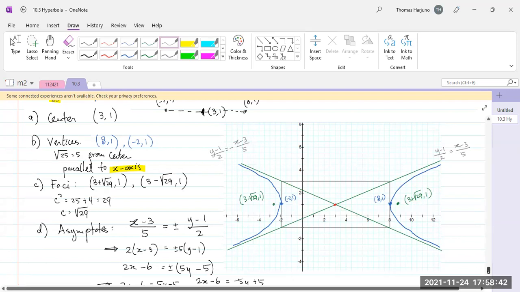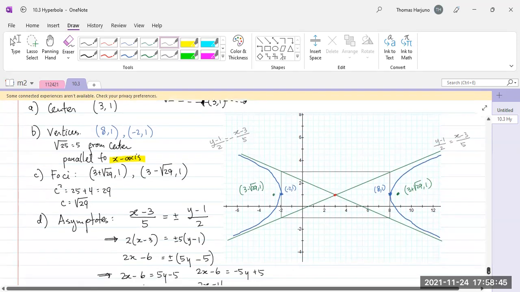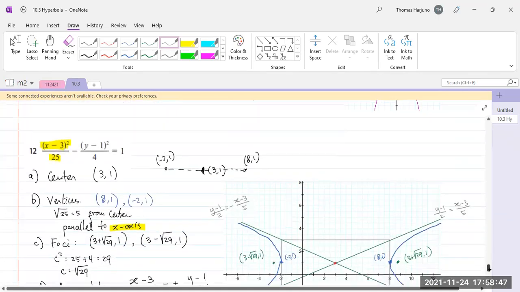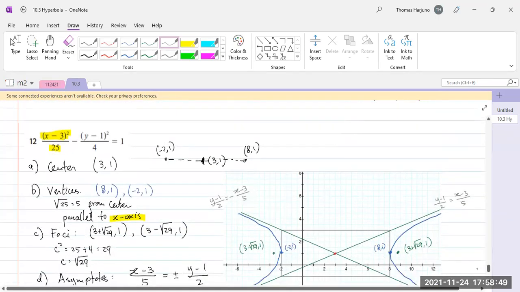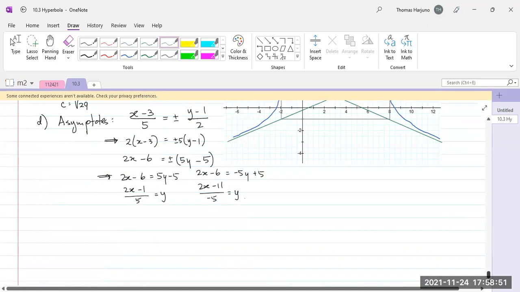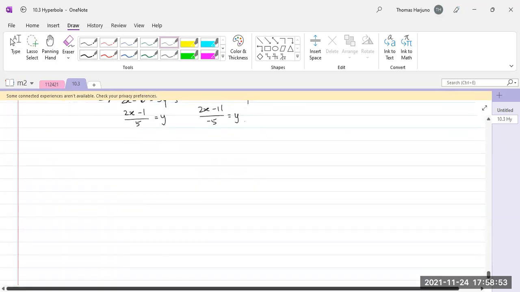Okay. Now that's if it is not centered at origin. Now let's see a more complicated situation. Let's say we do number 14.